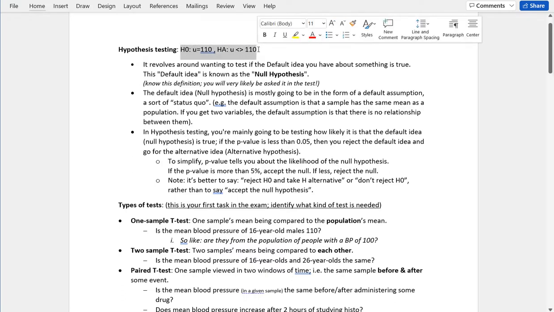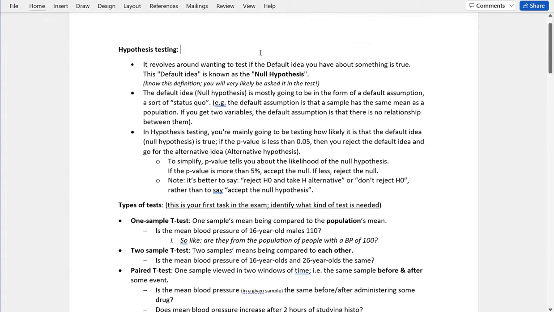You'll remember it. And one more point to highlight is that it's better to say that you reject the null hypothesis and take the alternative, or that you don't reject the null hypothesis. So basically, to reject or not reject, that is the question. You don't say that you accept the null hypothesis. When you speak to the examiner, your answer should be that you don't reject the null hypothesis or that you reject the null hypothesis. Okay, that's just a side point.